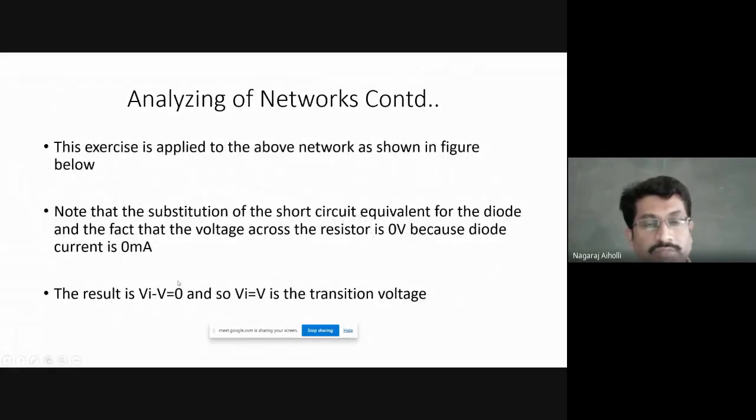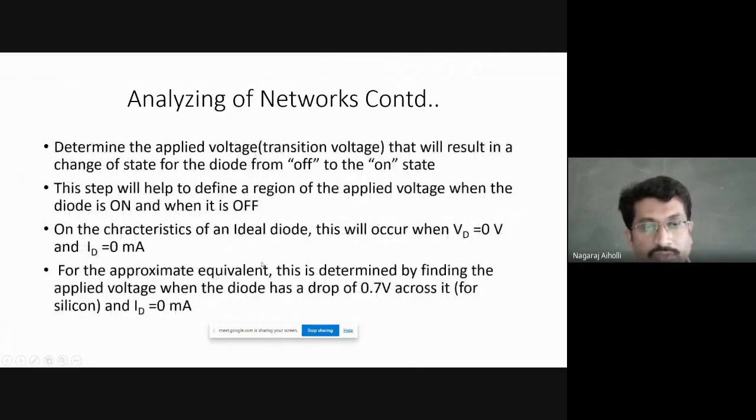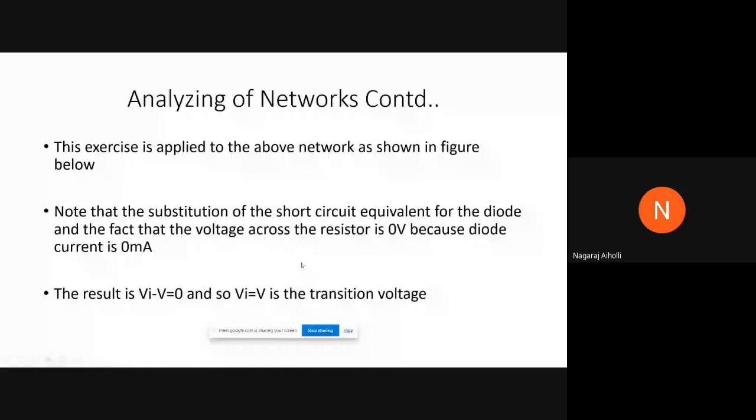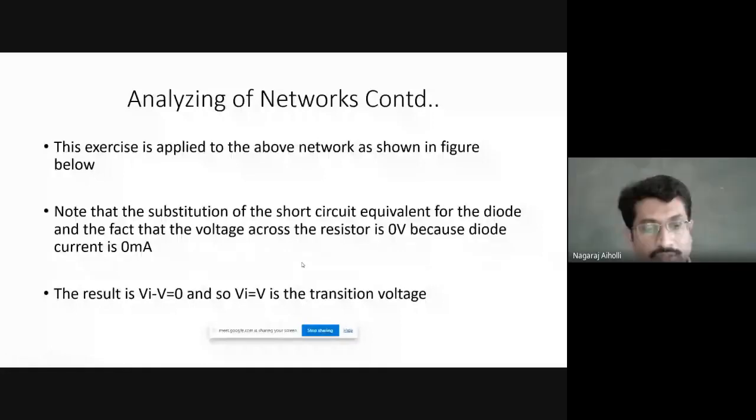Now, as we applied the KVL here, VI minus V is equal to V naught. Here we have got the equation: V naught is equal to VI minus V, by Kirchhoff's voltage law, is it not? But the output voltage is 0, assuming the diode to be ideal. What will be the output voltage? It is 0 because ID is 0, is it not? ID is 0.